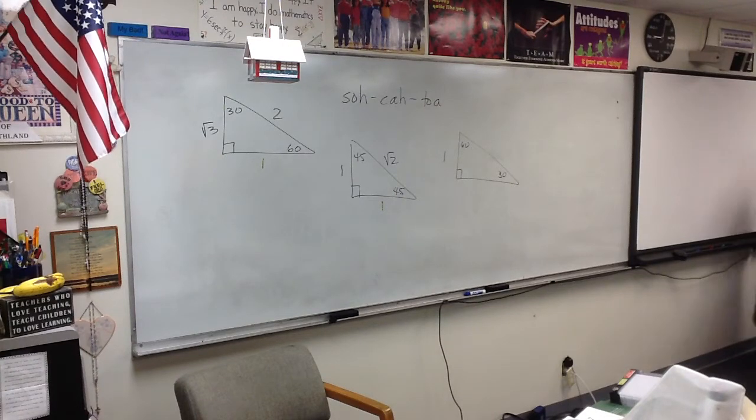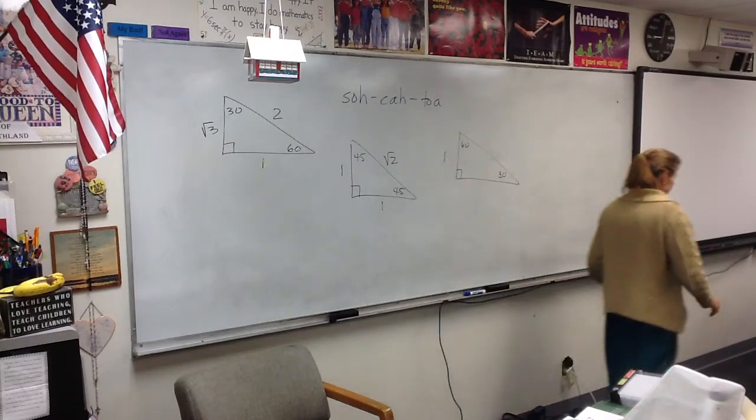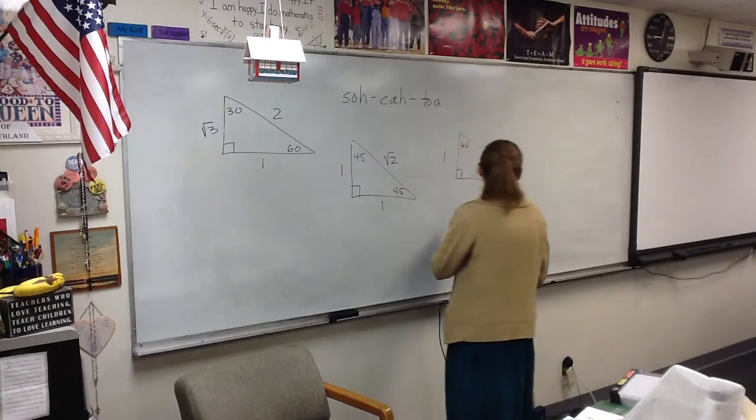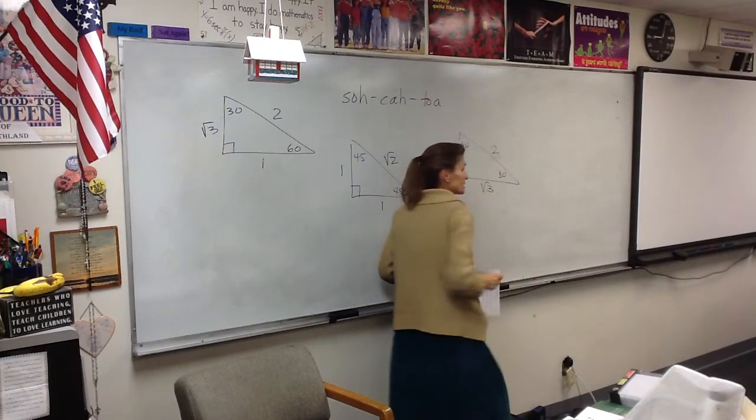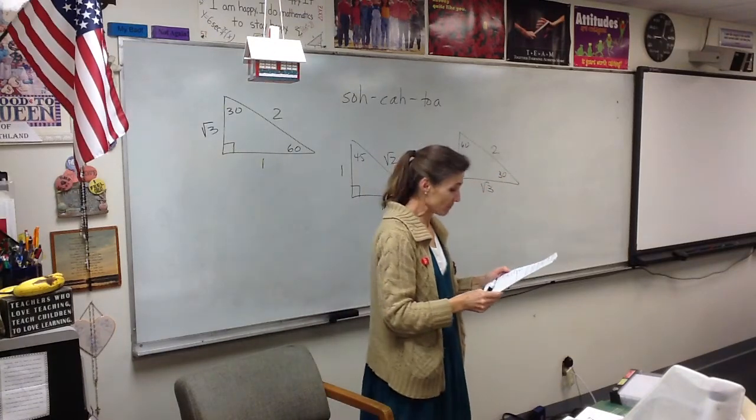Alright, did you get the rest of those filled in? Alright, let's make sure we get it. With our 30-60-90, across from the 30 is a 1, across from the 60 is root 3, hypotenuse is 2. See how that's automatic for me? It has to be automatic for you.